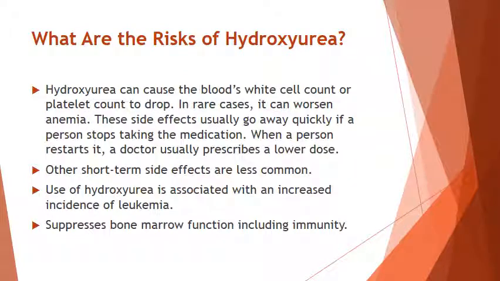Yes, there are risks. Every time you take a drug, there's a risk. Hydroxyurea can cause the blood's white cell count or platelet count to drop. In rare cases, it can actually worsen anemia. These side effects usually go away if a person stops taking the medication. When a person restarts it, a doctor usually prescribes a lower dose. Other short-term effects are less common. The use of hydroxyurea has been shown to be associated with an increased incidence of leukemia, and it suppresses bone marrow function, including immunity. So it does have some risk factors there.